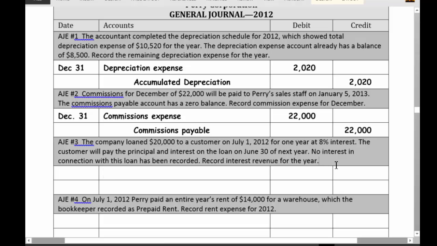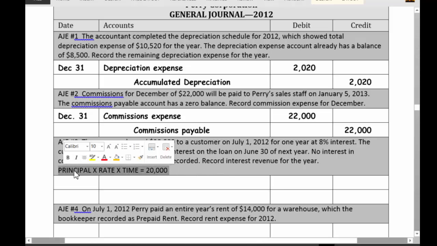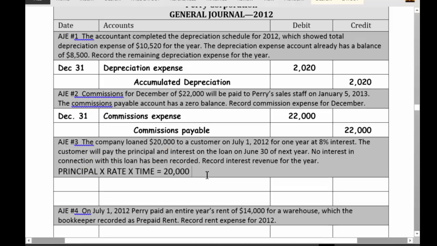What's the formula for interest? Principal times rate times time, right? So how much is the principal? $20,000. If ever you're stuck on an interest problem, just write out the formula. Principal times rate times time. So principal is $20,000. What is the rate? 8%.